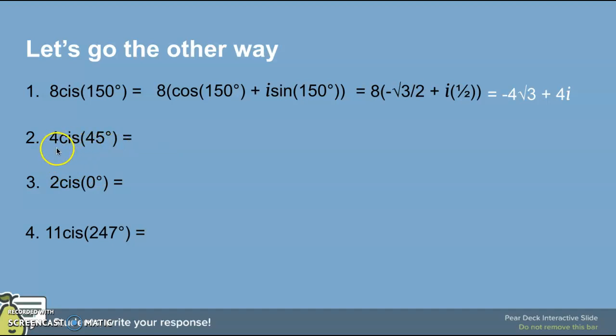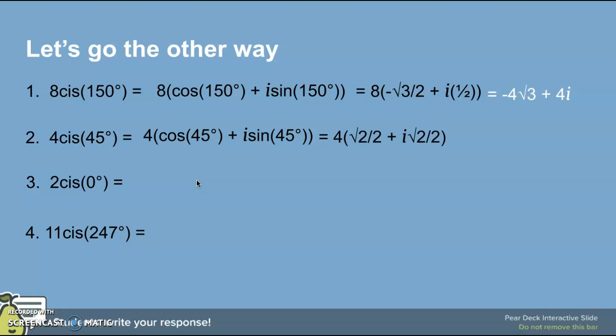Instead of writing cis, I'm going to write cosine 45 plus i sine 45. Of course, the r is 4. Now, cosine and sine of 45 are both square root of 2 over 2. And then I multiply it across by 4, and I get 2 square root of 2 plus 2i square root of 2. It's customary to write the i in front of the square root sign if a square root sign exists. Okay, 2 cis 0, spread it all out, so it's 2 times cosine 0 plus i sine 0.